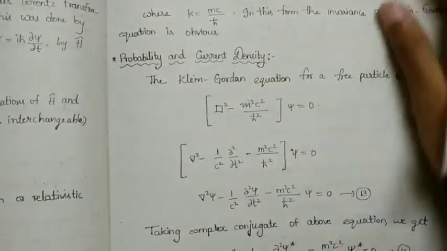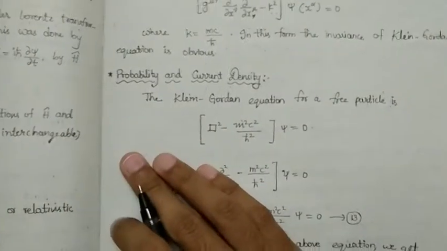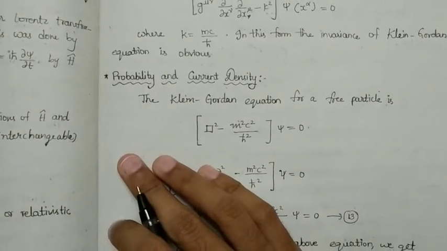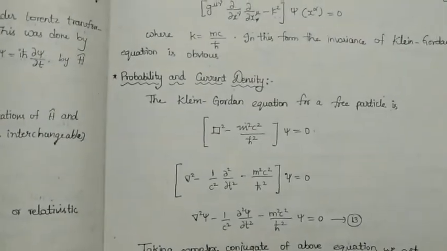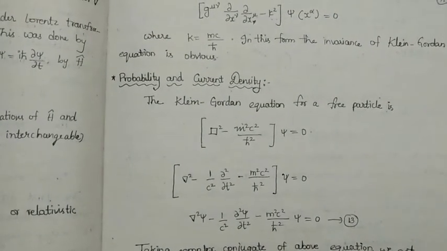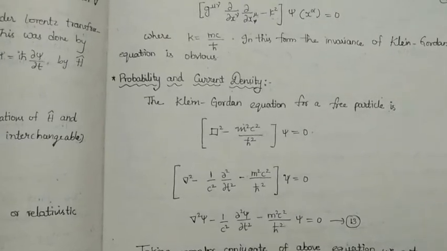So let's see probability and current densities. We are going to see the formula for probability and current densities from the Klein-Gordon equation.